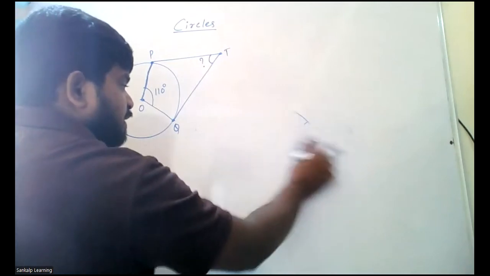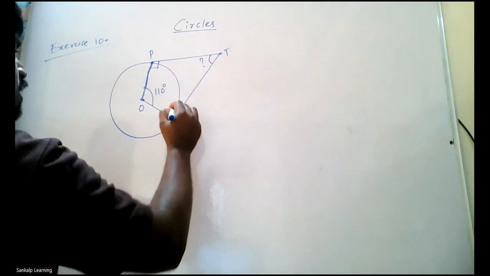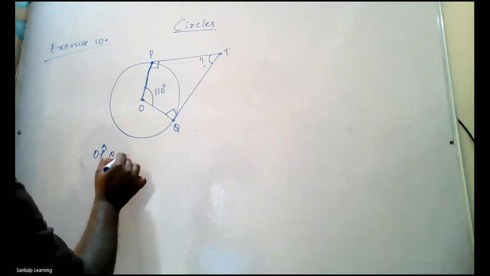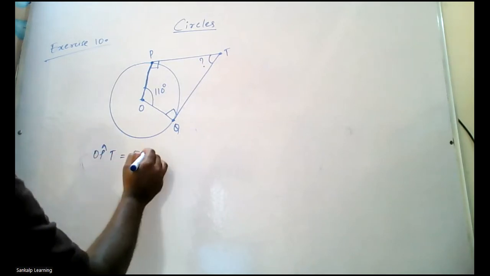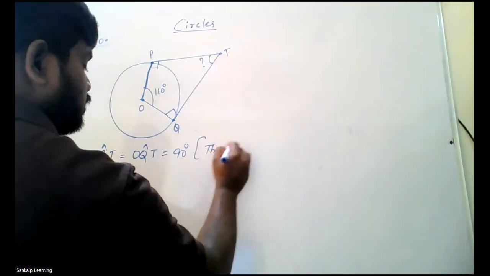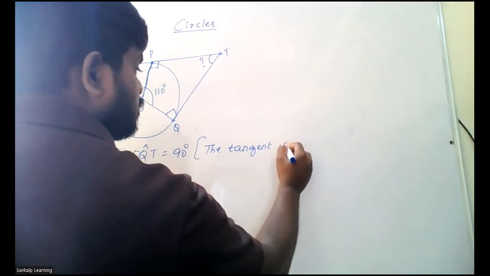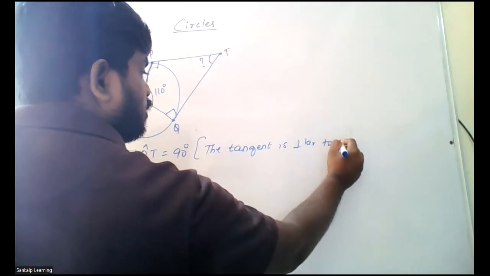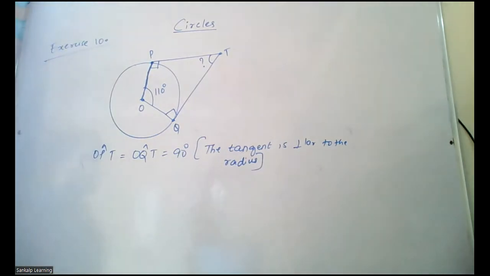The angle between the radius and the tangent is how much? 90 degrees. So here it is 90 degrees. Similarly, here it is 90 degrees. So let's write that. Why? What is the reason? Angle OPT and OQT are both equal to 90 degrees, because the tangent is perpendicular to the radius. Since the tangent is perpendicular to the radius, we get it.